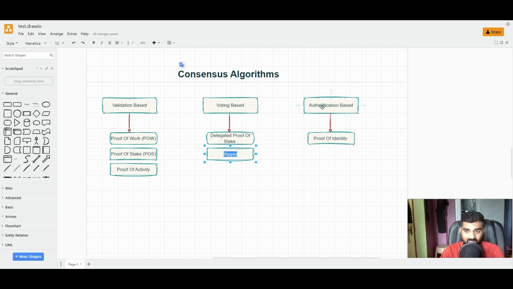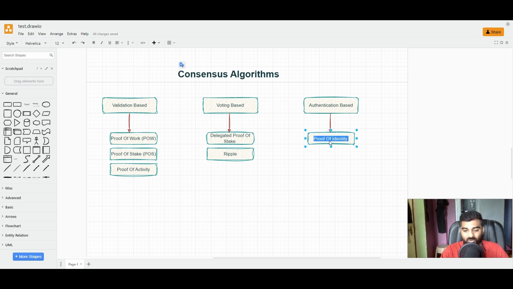Coming to authentication-based algorithms, we have only one that is important, and that is proof of identity. Now, what is proof of identity? It's basically cryptographic evidence of the user's private key that is cryptographically attached to a specific transaction.